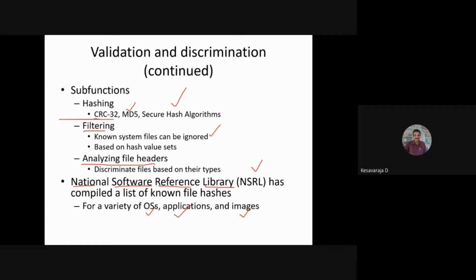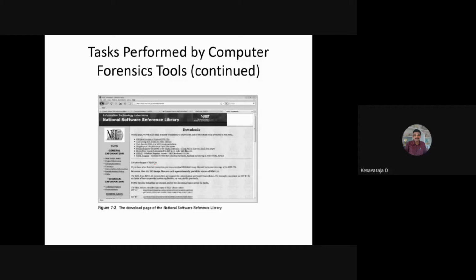So you can validate these kinds of things first. This is the website for the National Software Reference Library. Here, all the operating system as well as application software and library functions, DLL functions, all those hash codes are available on that website. So you can easily compare the currently generated hash code with the NSRL library.